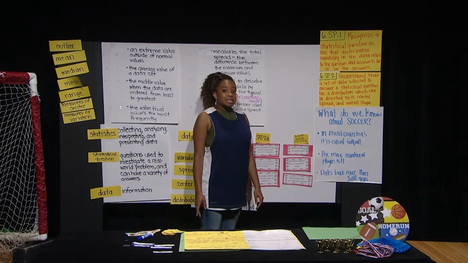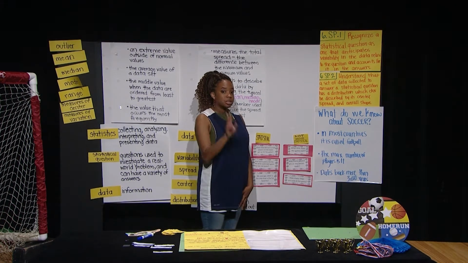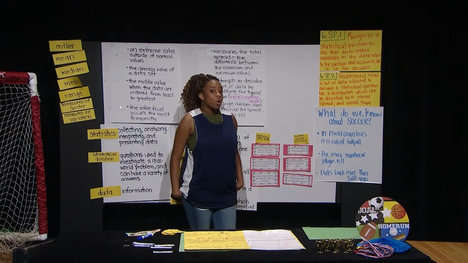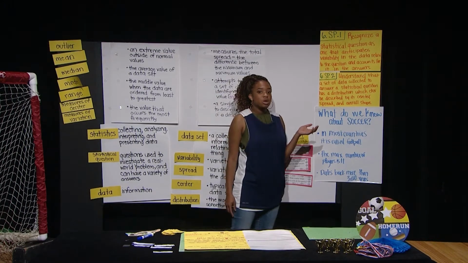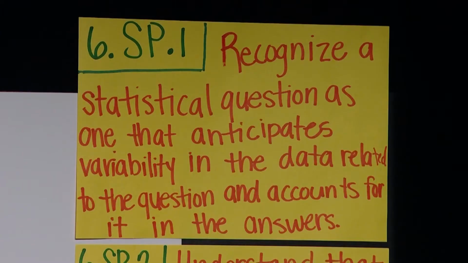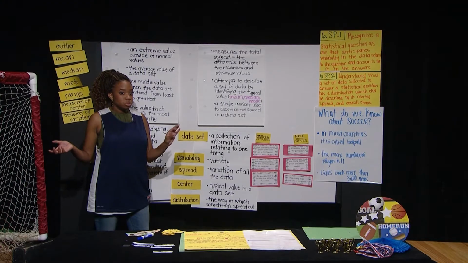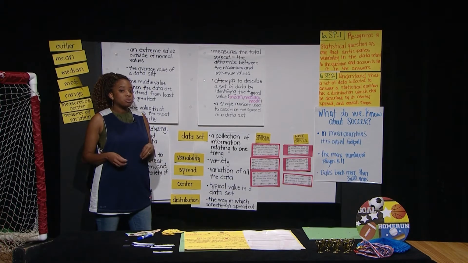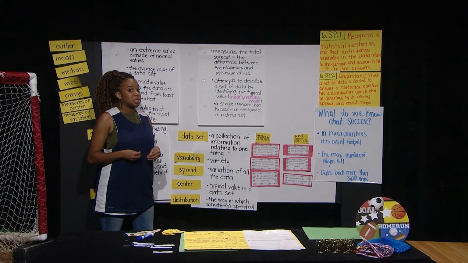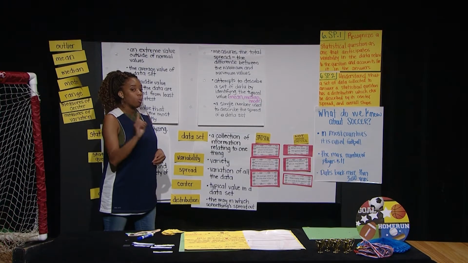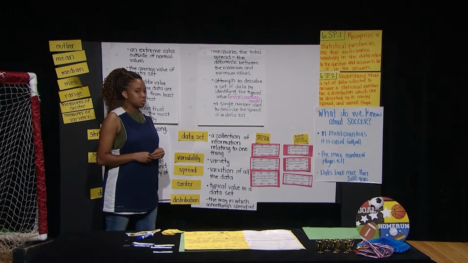So, last time we talked about two standards, 6.SP.1 and 6.SP.2. 6.SP.1 was mainly about statistical questions, and we talked about those. Remember that a statistical question is going to give us a variety of answers. Think a variety bag of chips. You know, you got the different flavors of chips. That's what we need from a statistical question, a variety of different answers that's going to answer a real world question. That is a statistical question.